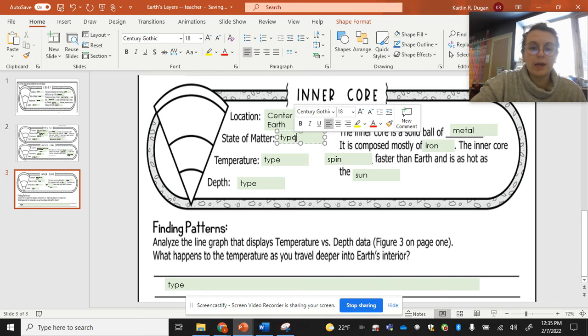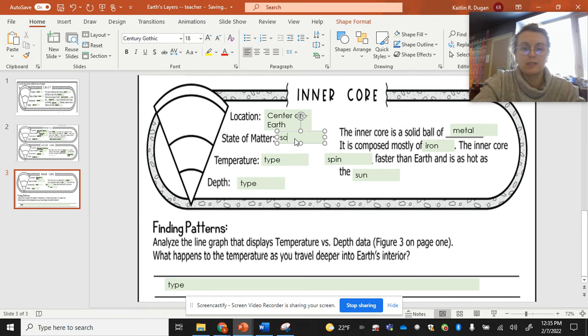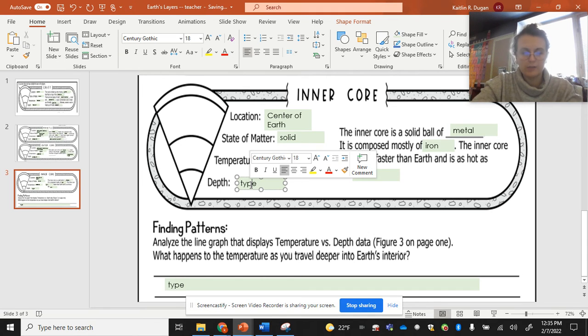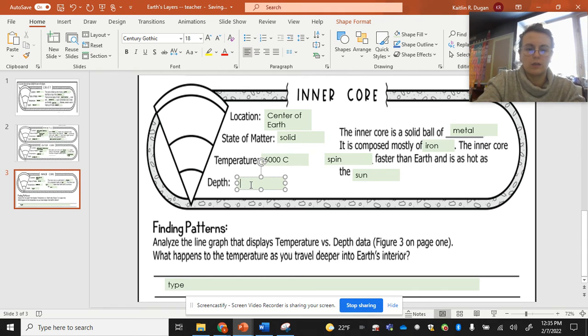Now the state of matter is that it is a solid. And the temperature is a whopping 6,000 degrees. Not 600, 6,000 degrees Celsius. And it is at a depth of 6,400 kilometers.